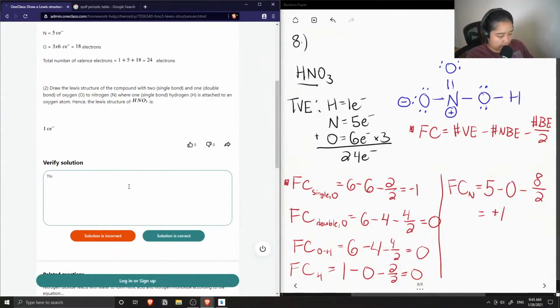So the steps are correct. The image, however, is not shown. So I'm just going to say the solution is incorrect so that we can look at this.